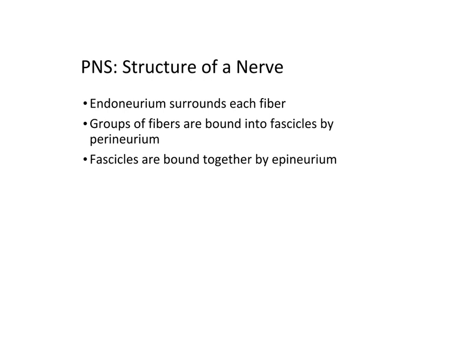So there are several layers of connective tissue that are found in a nerve. So the endoneurium surrounds each fiber, and then groups of fibers are bound into fascicles by the perineurium, and then the fascicles are bound together by the epineurium.